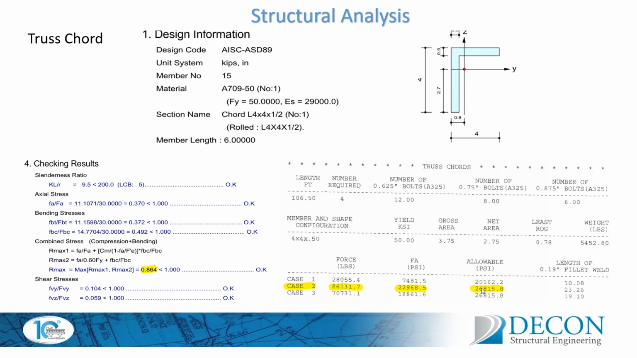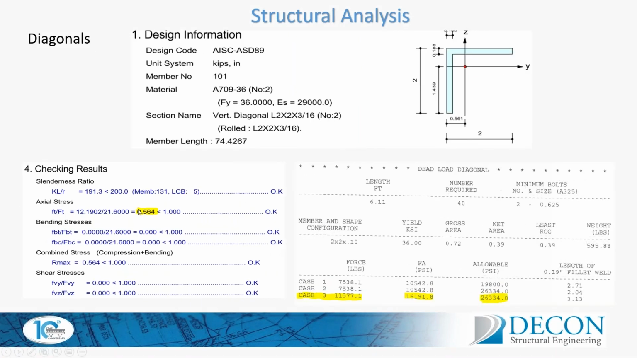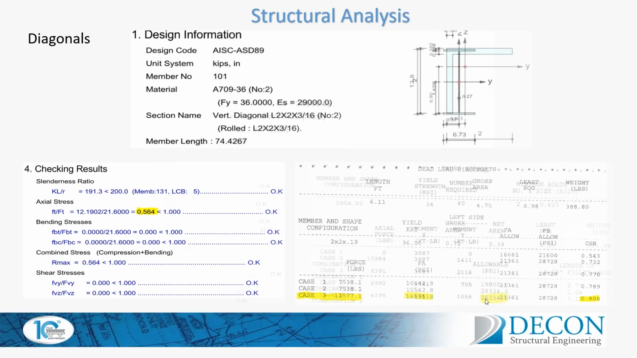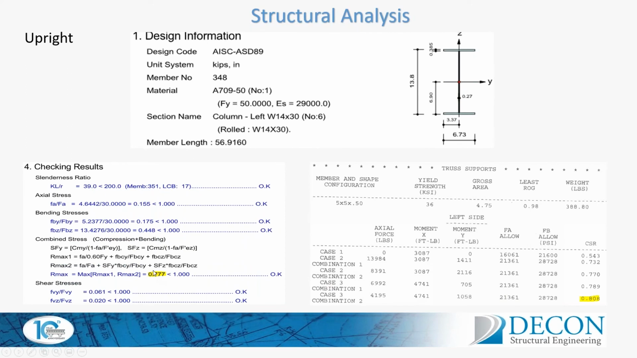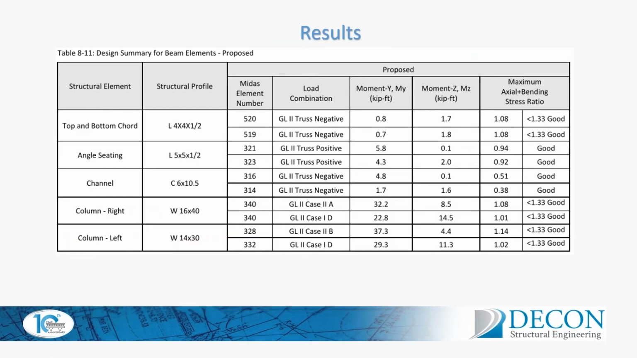And for the diagonals, the same, the results for axial stress as it's a truss element. We check only for axial stress, which is 0.567. And the ratio here would be 0.615 from the original design. And this one is for the upright, which is again a beam element, which is 0.777 as the ratio of combined stress. And from the original design, we have 0.808. So that's all about the structural analysis.